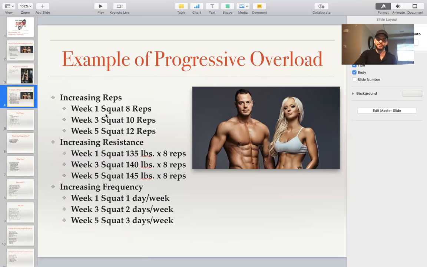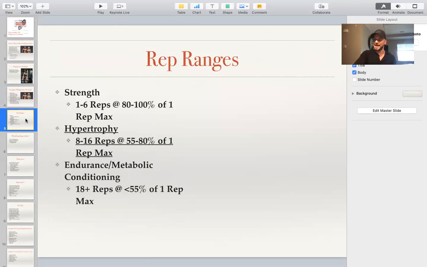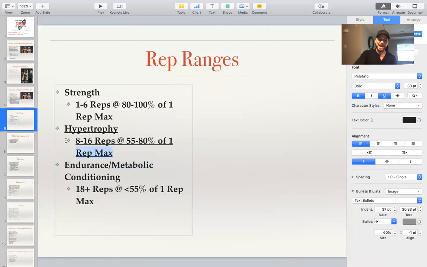Here are the rep ranges, guys. Here are the examples of increasing reps, increasing resistance, increasing frequency. Reps, just adding a couple reps per week. Resistance, adding a couple pounds per week. And then increasing frequency would be increasing the days that you're doing your workout. For hypertrophy, you typically want to stick in the 8 to 16 rep range at a resistance of 55 to 80% of your 1 rep max.